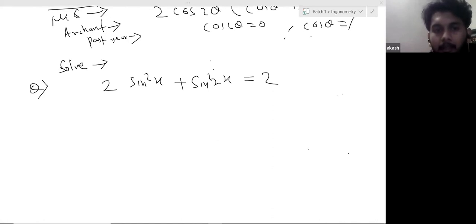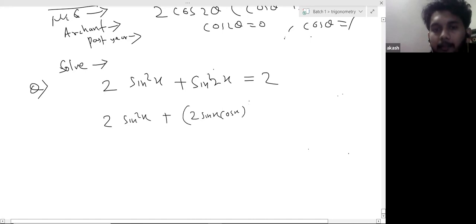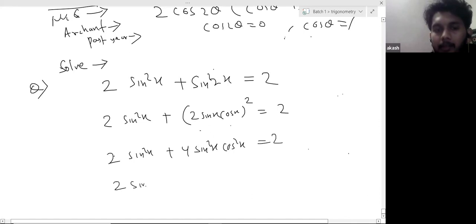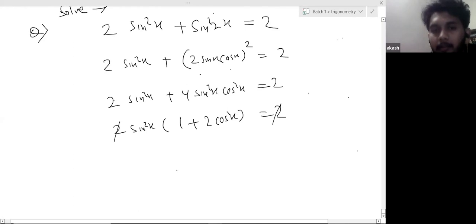Let's see. We can write this as 2 sine square x plus, this is 2 sine x cos x whole square is equal to 2, because sine square 2x we can write as sine 2x whole square. Sine 2x is 2 sine x cos x, and whole square. So this is 2 sine square x plus 4 sine square x cos square x is equal to 2. We can take 2 sine square x common. This is 1 plus 2 cos square x is equal to 2. This 2 and 2 cancel, right?